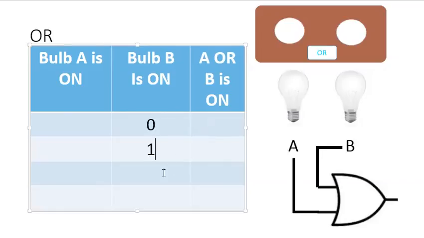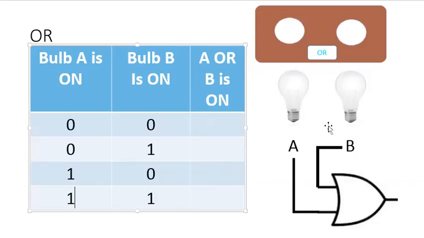So false, true, 0, 1, 0, 1. And because we have two inputs, 2 times 2 is 4, we therefore need 4 rows on our table. Moving from right to left, we double the pattern up, so 0, 0, 1, and that gives me all possible inputs.